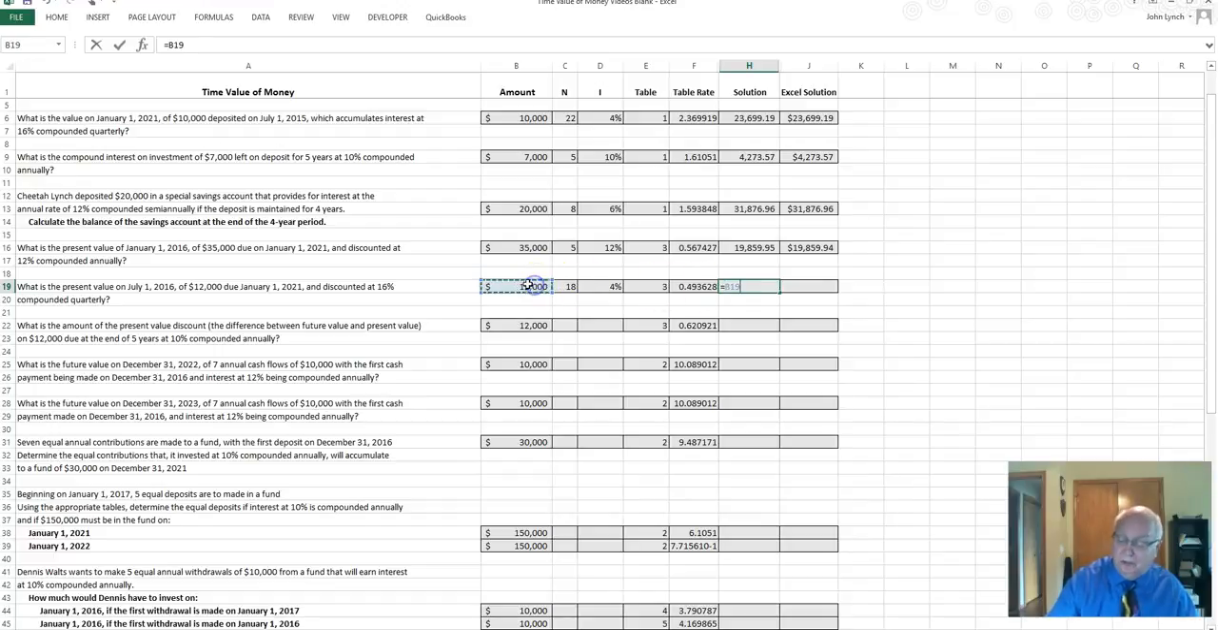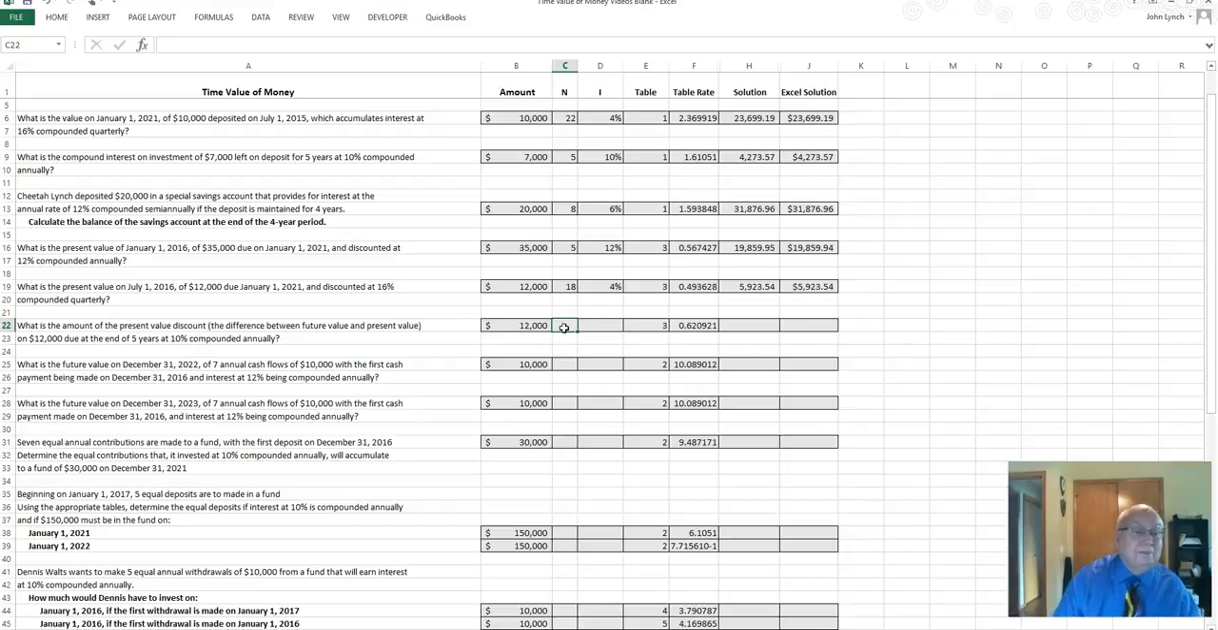So now you multiply those two together, and you get 59.2354, and this is the present value of it. The rate is 4%. Number of periods is 18. Again, it's 2 commas, and negative 12,000. And you come up with the same results in this case. Okay.